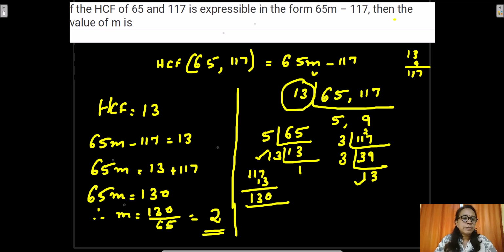Now 65m minus 117 is equal to 13. So 65m is equal to 13, and minus 117 becomes plus 117 on the right hand side. So 65m is equal to 130. On the left side 65 is multiplied with m, so on the right side it will be divided by 65, which is equal to 2. So the value of m is equal to 2.